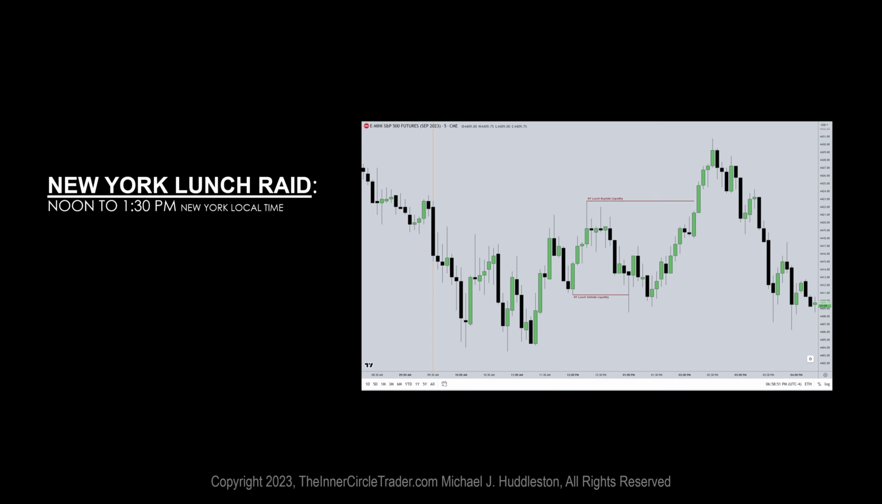And the open outcry and the pits would have a lunch hour where it was very almost like a routine. Unless it was a big trending day, the lunch hour between noon and 1 p.m. New York local time would generally be a consolidation. Now, the way we could use that back then, and I'm going to show you how I use it now, but for historical purposes, I'm giving you a reference on how I become ICT.